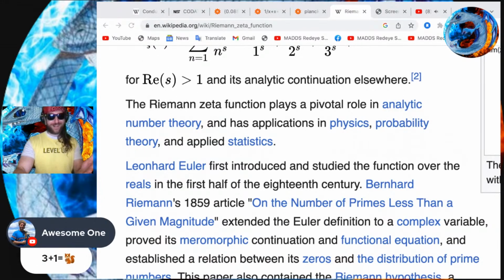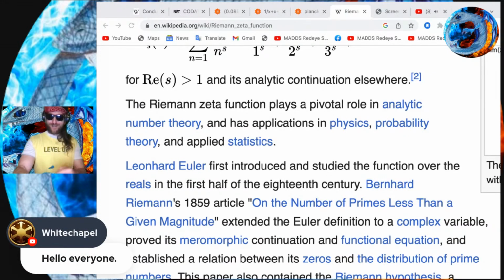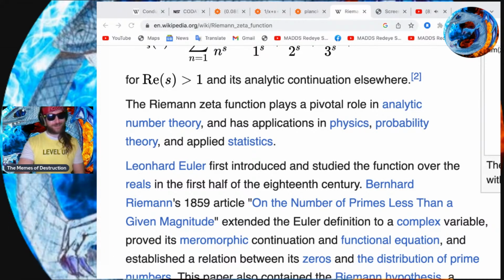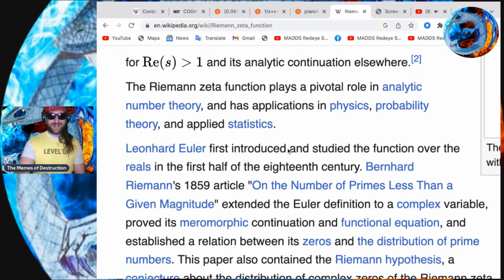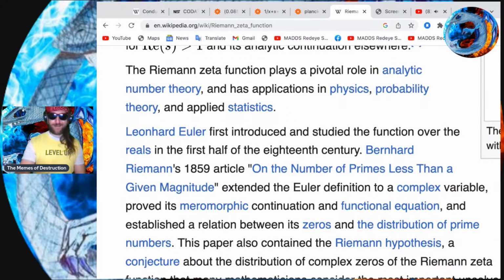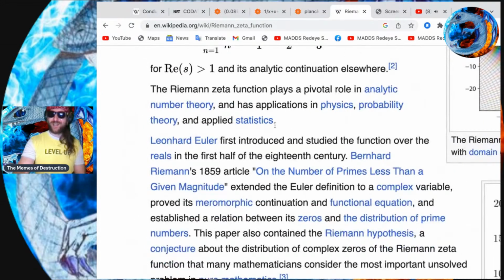3 plus 1 equals squirrel. I don't think that's an untrue statement. Welcome, Whitechapel. Thank you for joining. We're just discussing the finer points of squirrel persistence. Again, probably not an untrue statement.